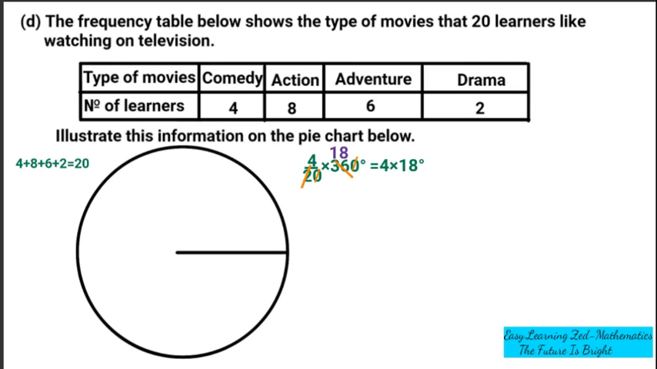So I've demonstrated how you can do it. If in the question they want you to do it over and over, that is how you evaluate 4 over 20 multiplied by 360. That's how you evaluate it, and then you come up with that.